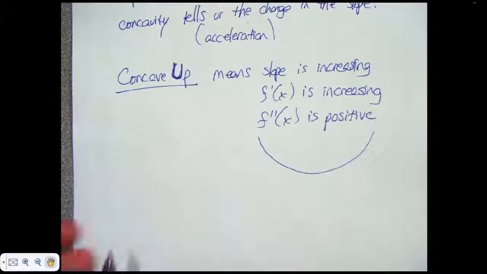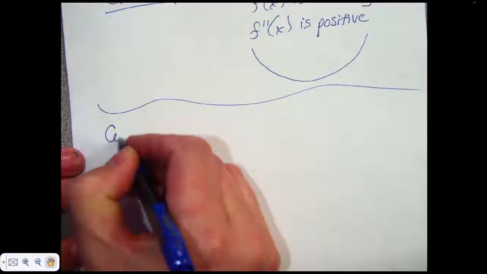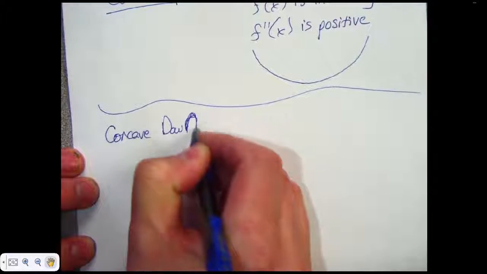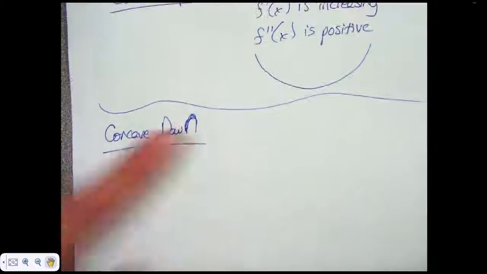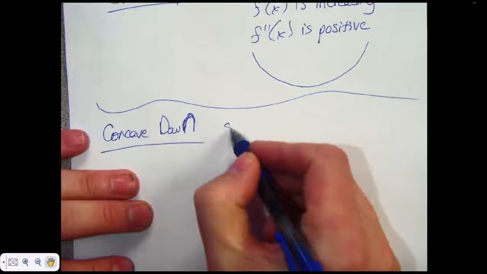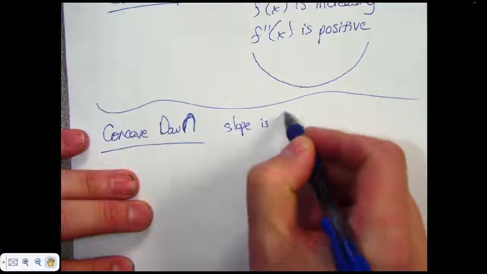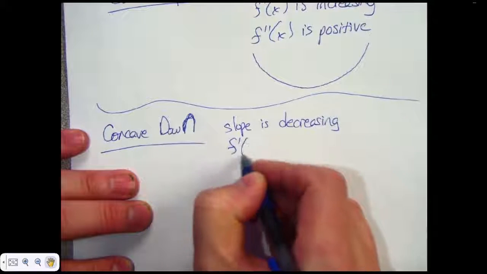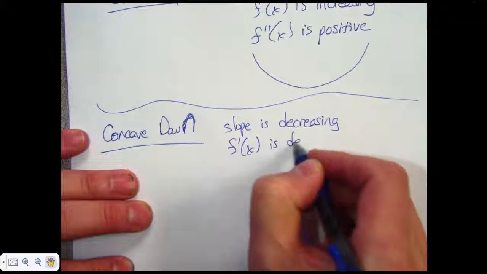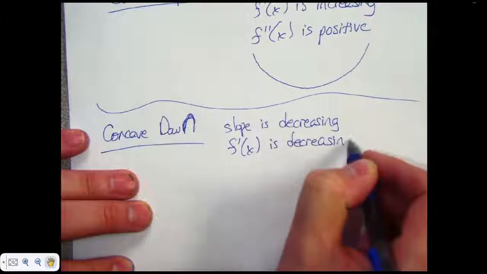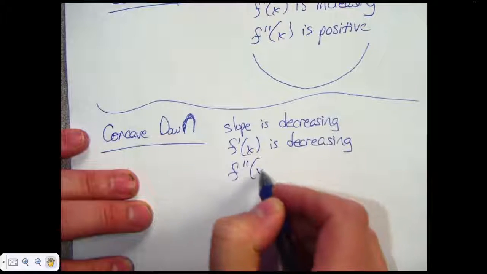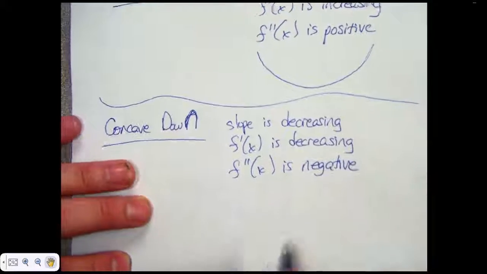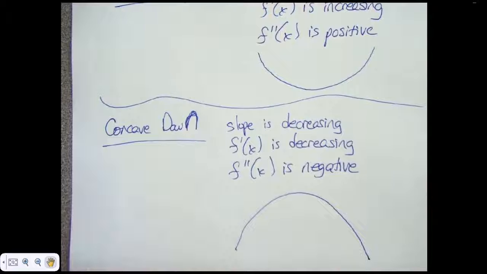And concave down is the opposite of all that. And concave down, you got that N at the end, and that's the shape it makes. So it's kind of nice. So slope is decreasing, which means f prime of x is decreasing, f double prime of x is negative, and you get that shape.